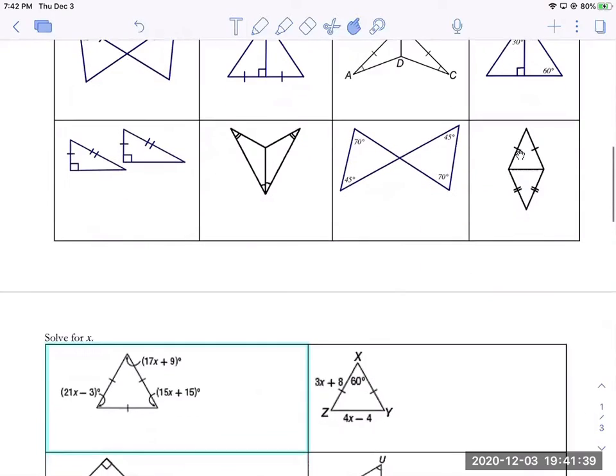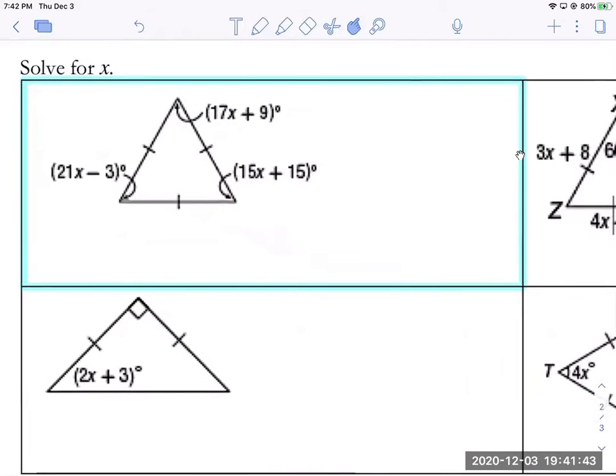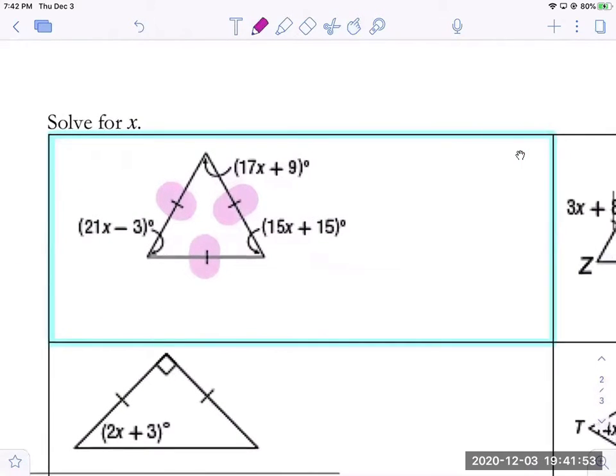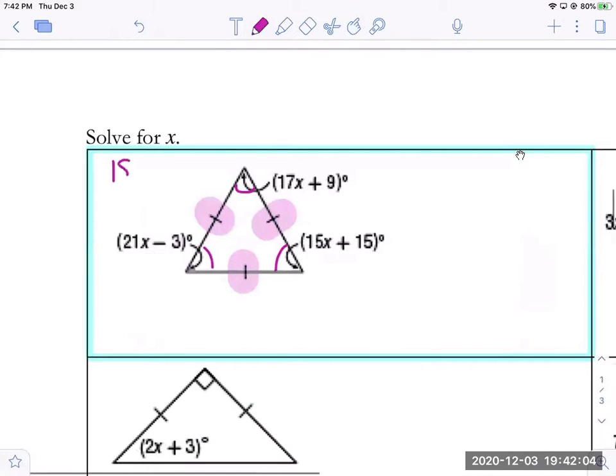All right, on the second page, this problem up here in the corner. So notice that all the sides are congruent. That means it's equilateral, and therefore it's also equiangular. So remember that for a triangle, equilateral are also equiangular. So if all of the sides are congruent, then all the angles are congruent. And that means each one of them is 60 degrees.